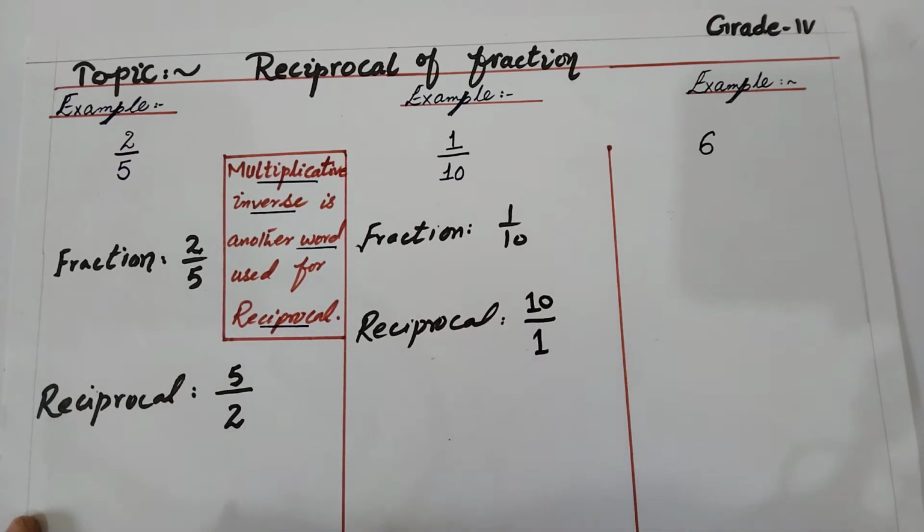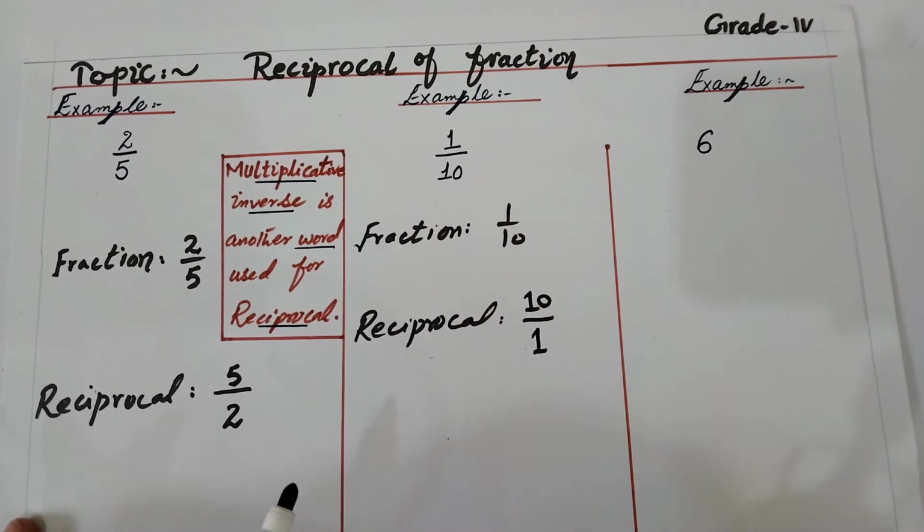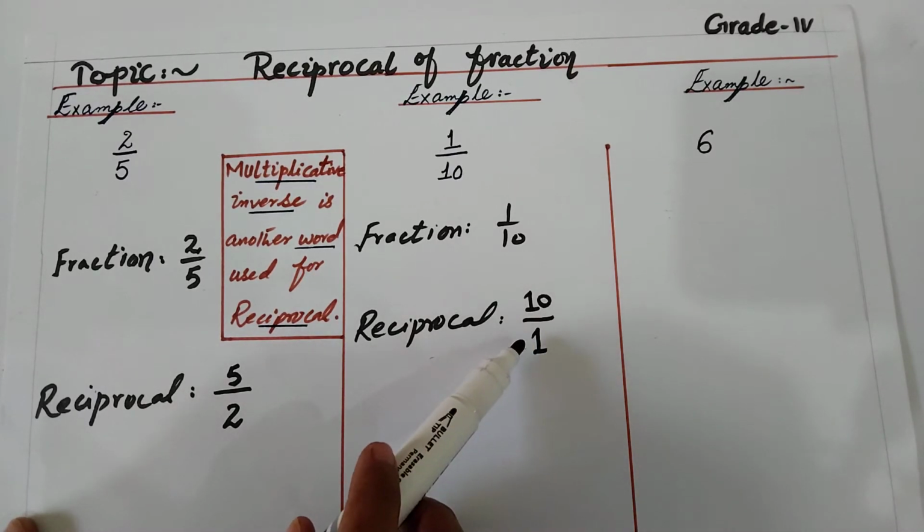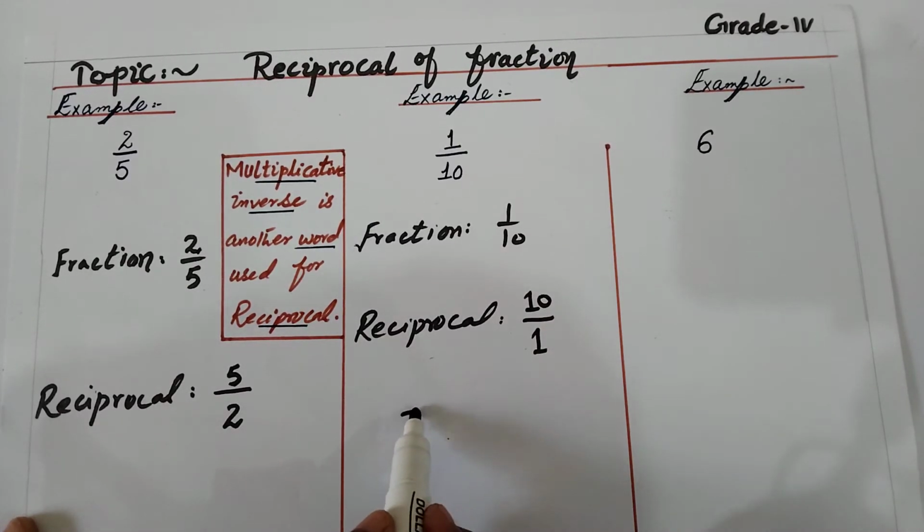So 1 over 10 was the given fraction and now the reciprocal of 1 over 10 will be 10 over 1. But here is one new point: when there is 1 as the denominator in the reciprocal, then you can write it as a whole number. Clear?